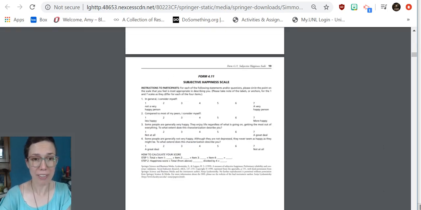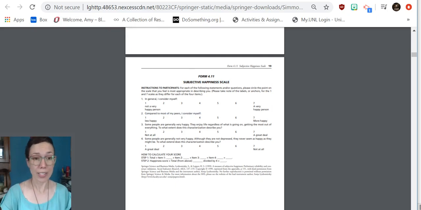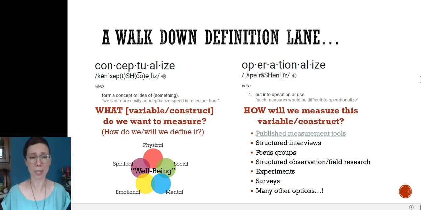So here's a subjective happiness scale where it's 4 questions and people are asked to rate themselves on a scale. In general, I consider myself not a very happy person, all the way up to a very happy person. Compared to most of my peers, I consider myself less happy, more happy. And then essentially all those scores are being added up together, and there's a final cumulative happiness score that comes as a result. So sometimes we see constructs being measured in that sort of a way as well.